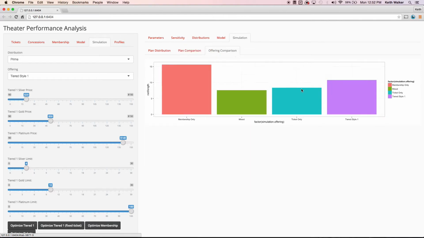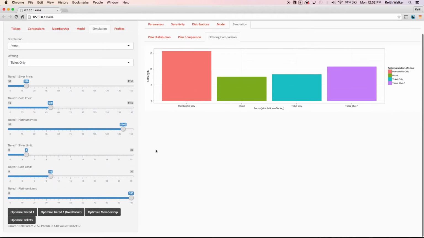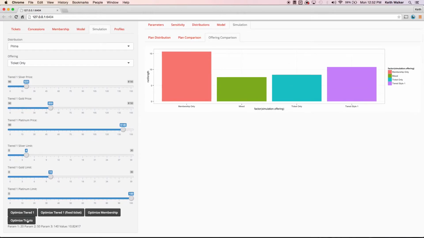Okay, so now if we compare, so the tiered style, so you can see that this is making a little bit more money than tickets. I mean, quite a bit. This is like 20% increase. So let's go back to tickets and let's optimize the ticket pricing. So we're making $10.82 per person when you're only making $8.48.